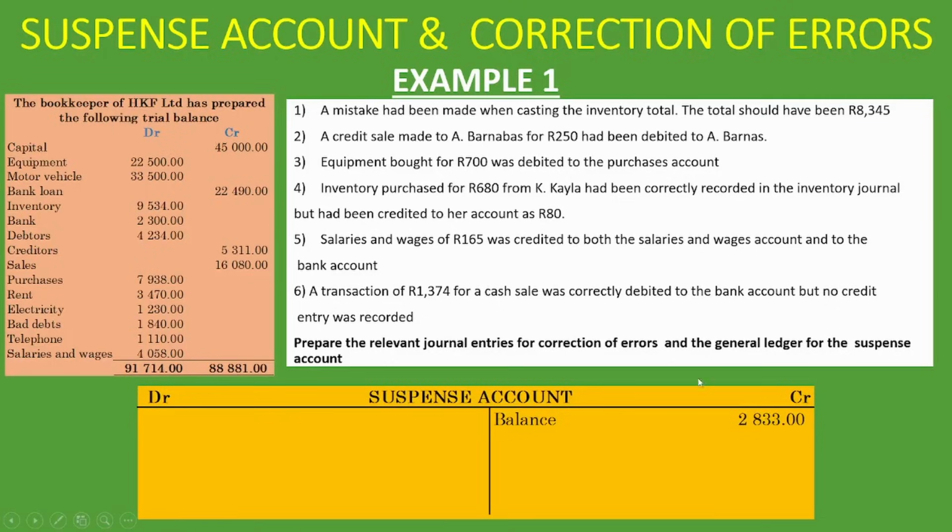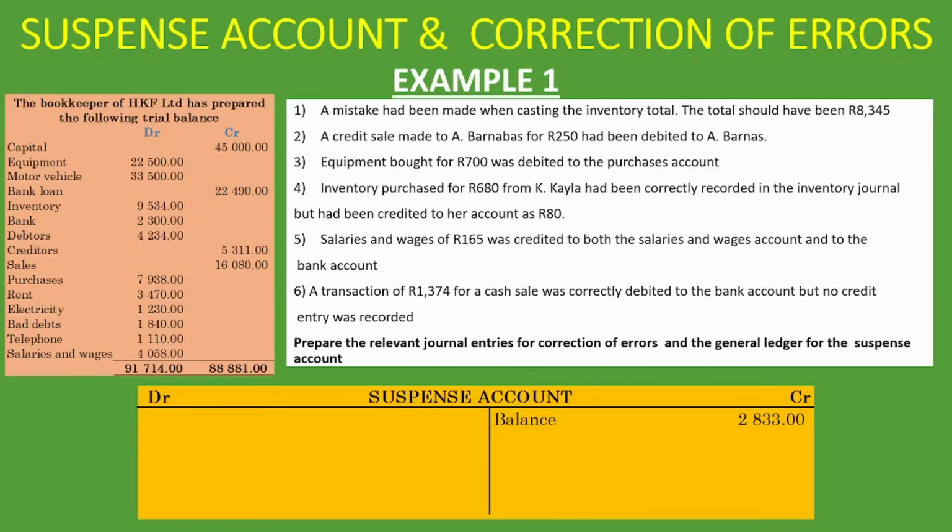All right, so credit is smaller, we put it on the credit side of the suspense account. All right, that's always going to be the case. Now we can look at our information. We are told here that a mistake had been made when casting the inventory total. The total should have been 8,345 rand.